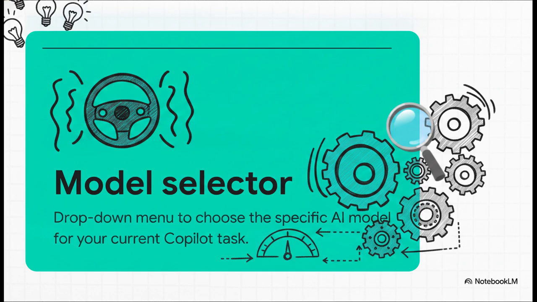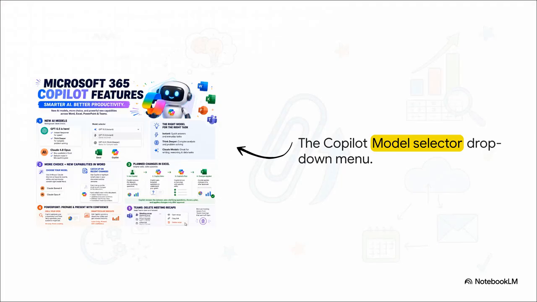Instead of just throwing a prompt into the void and hoping for the best, you are entirely in control of the engine. And honestly, the best part is how incredibly simple it looks. It's literally just a quick drop-down menu right there in your workflow. You don't have to go digging through some convoluted settings menu or open a bunch of new browser tabs. Right where you're working, you just click, pick your AI engine on the fly, and go.